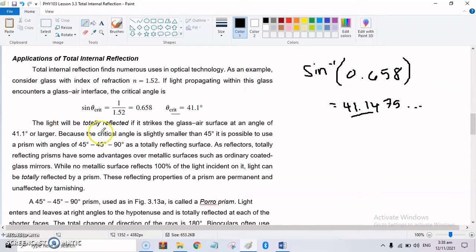The light will be totally reflected if it strikes the glass-air surface at an angle of 41.1 degrees or larger, because the critical angle is slightly smaller than the 45 degrees. It is possible to use a prism with angles 45, 45, 90 as a totally reflecting surface. As reflectors, totally reflecting prisms have some advantages over metallic surfaces such as ordinary glass mirrors. While no metallic surface reflects 100% of the light incident on it, light can be totally reflected by a prism.